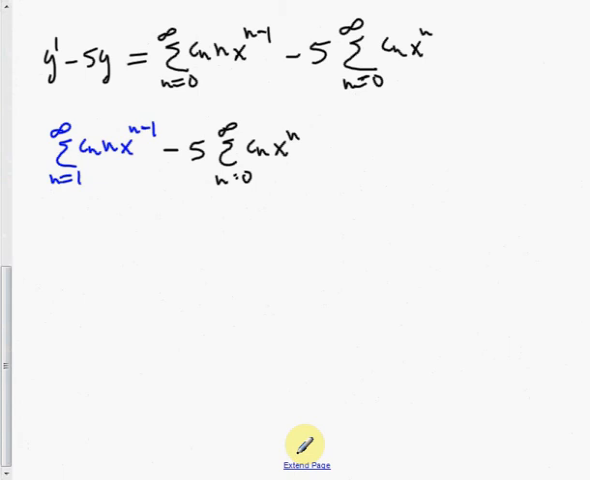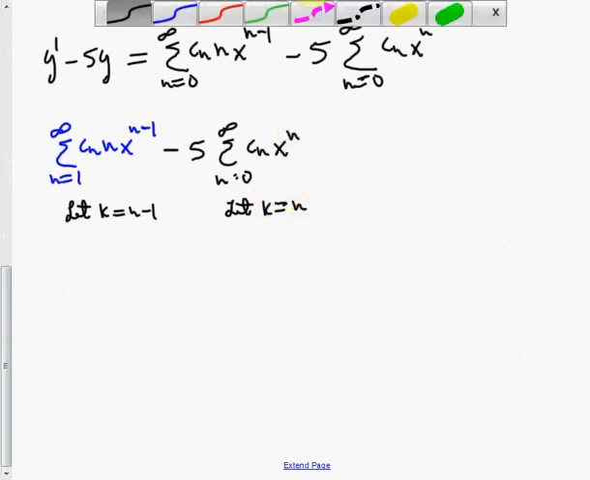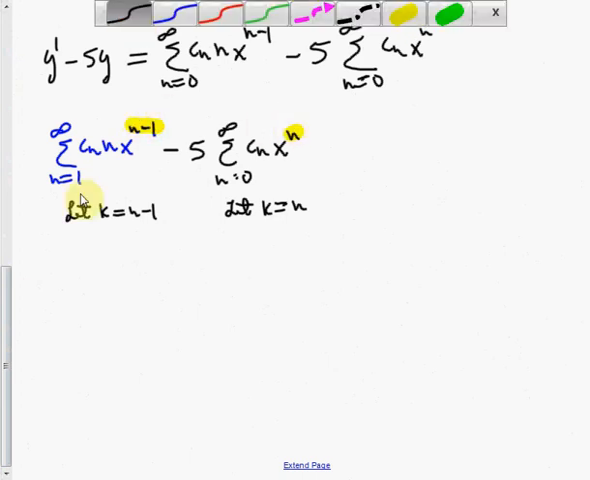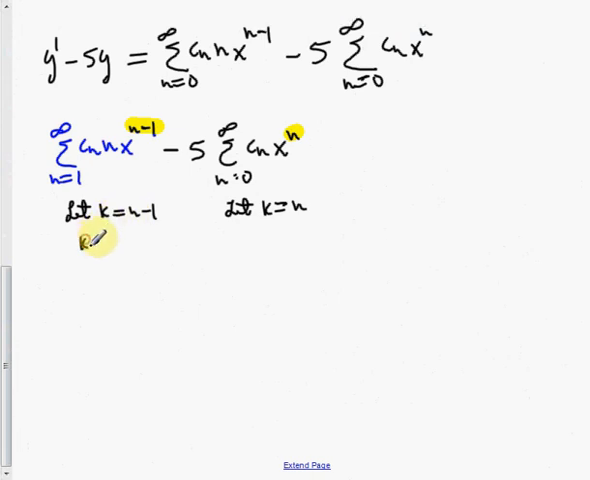So now I'm working on getting a common factor, a k factor. What I'm going to do is always look at my exponents. I'm going to say let k equal to n minus 1. Over here, the second summation, let k equal to n. If that's the case, I'm just going to solve for n from this let statement. So I get k plus 1 is equal to n. There's nothing to do over there.